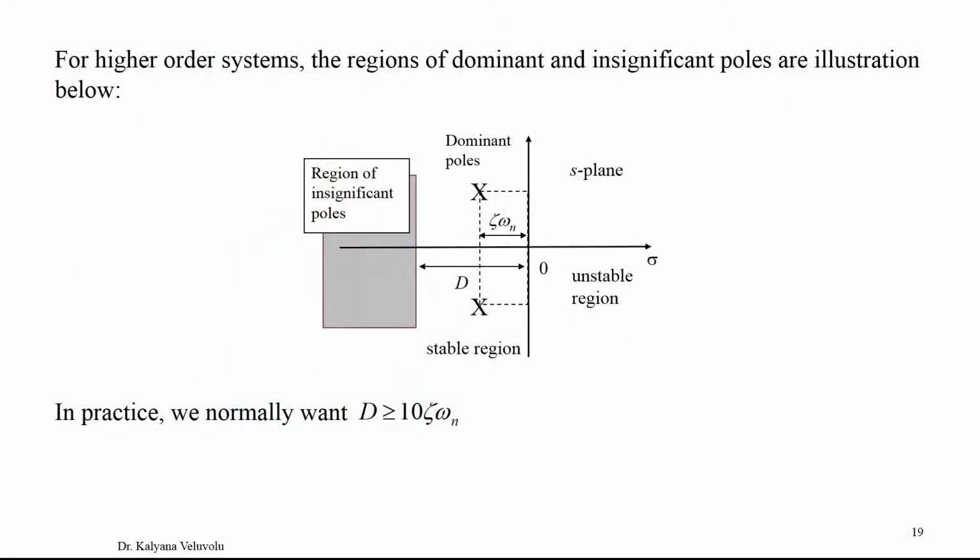So what you see here in this diagram is, if the dominant pole is eta omega n, the d should be at least greater than 10 times eta omega n. If your d is less than 10 eta omega n, then the error between the approximated transfer function and the real higher order system will be huge. That means you cannot accurately model the system. So that's one reason why we can only approximate the systems where the poles are 10 times far away.